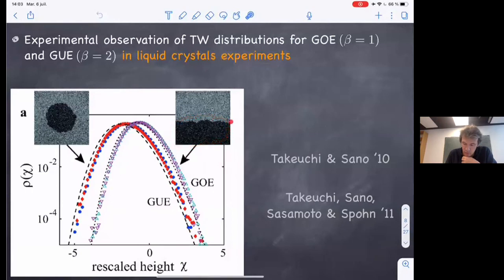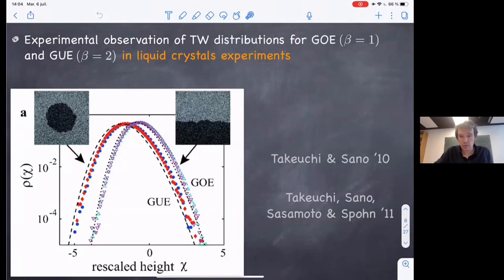So this is supposed to mimic the flat case. And so you see, they were able to measure this profile, which is quite close to the GOE prediction. On the other hand, they were also able to nucleate this point-like region, and then you indeed observe instead the GUE, or at least rather closely. So this was a very nice story, and this has triggered a lot of works, in fact, on KPZ.